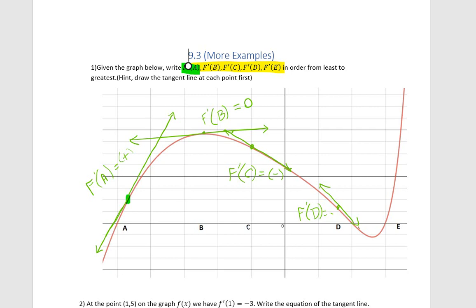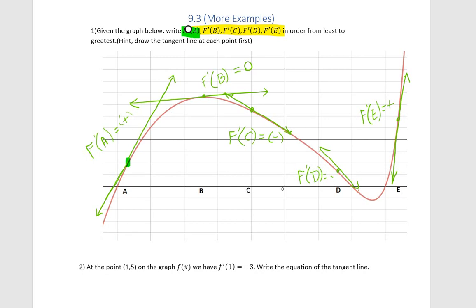And last but not least, if we look at the slope at E of the tangent line, that one's going to give me a positive slope. Now let's compare the slope of f prime of E with the other positive slope we had, which is f prime of A. They're both positive, but f prime of E is going to have a slope that's a lot steeper. And because it's positive, that means it's going to be greater than the one of f prime of A.